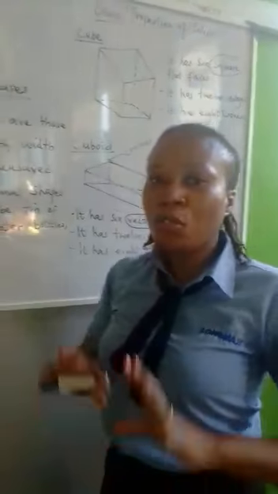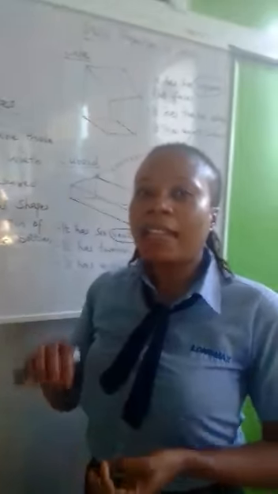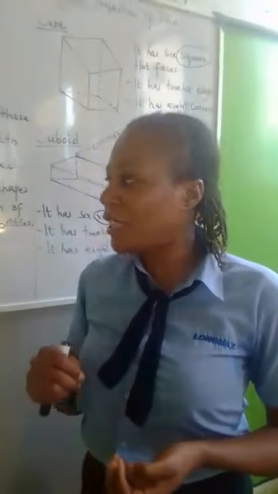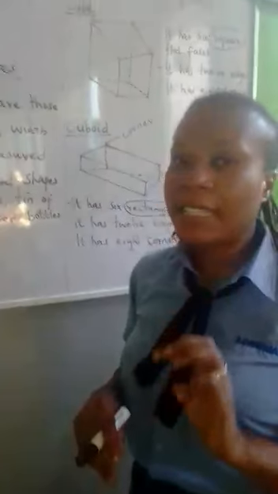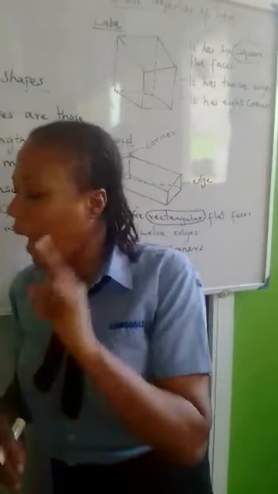Alright, I want you to look around somewhere in your house and write out at least 5 examples of 3-dimensional shapes. That is your homework. Write out 5 examples of 3-dimensional shapes, objects that you can find at home.